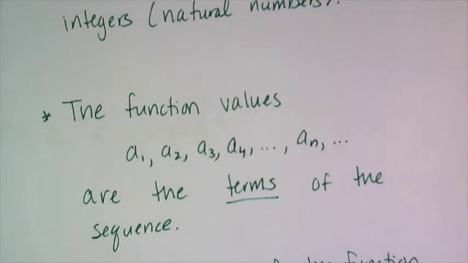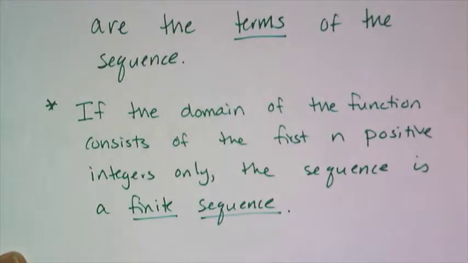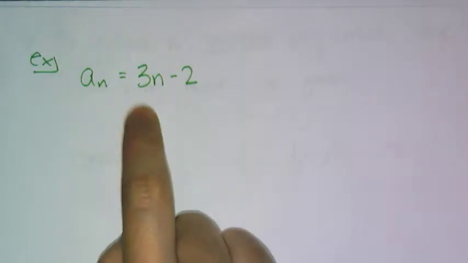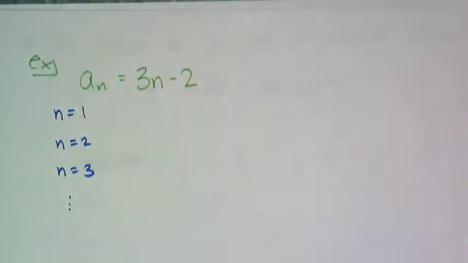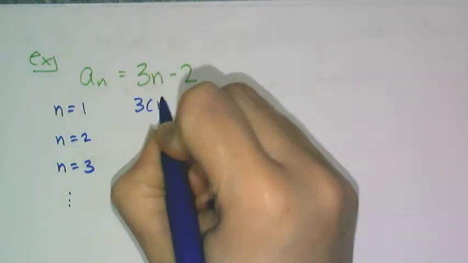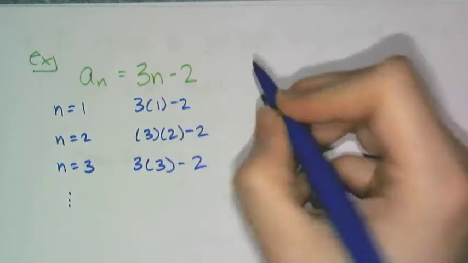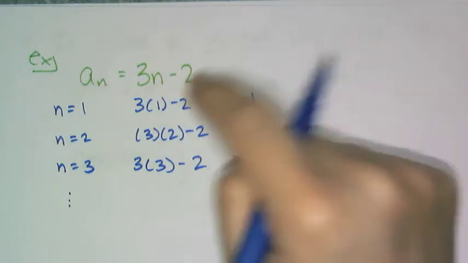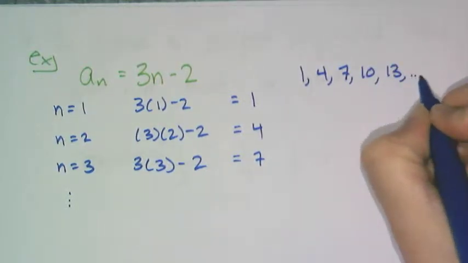And of course, if I limit the domain to be just some n positive integers, I no longer have an infinite sequence, I have a finite one, meaning one that ends. So when you see something like this, this is the rule to generate the terms of a sequence. And remember, for sequences, you have to start with n equaling 1, and then go, of course, to n equals 2, and n equals 3, so on and so forth, to generate the terms of the sequence. So I have 3 times 1 minus 2, 3 times 2 minus 2, and then 3 times 3 minus 2, which give me a 1, a 4, and a 7. So the sequence that this rule describes is the sequence 1, 4, 7, 10, 13, dot, dot, dot. You're just adding 3 each time.